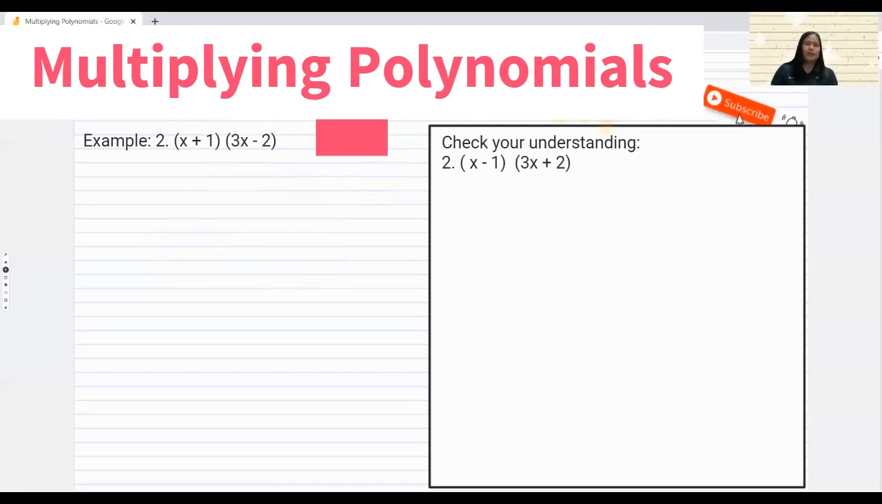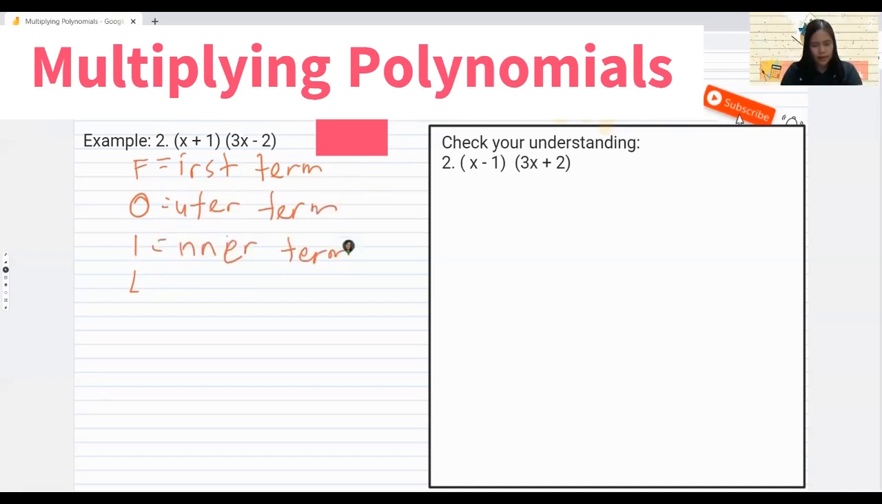On the second slide, we have what is called multiplying binomials. The first group is a binomial because it has two terms, and the second group is also a binomial because it also has two terms. To multiply these, you may apply the distributive property, or I can use the FOIL method. The FOIL method is an acronym frequently used when the given are like this. F stands for first term, O for outer term, I for inner term, and L for last term. That is what FOIL stands for.